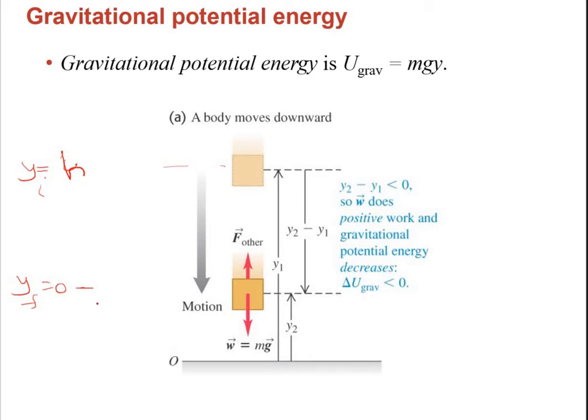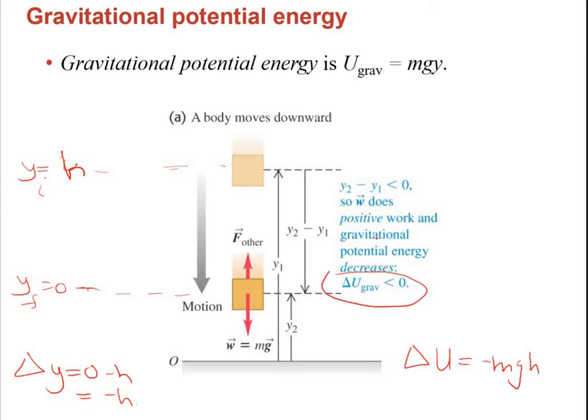This is your initial point, this is your final point. You can see that delta y is 0 minus h, which is negative h. Therefore delta U is going to be minus mgh. So delta U is negative, whereas work done is positive.